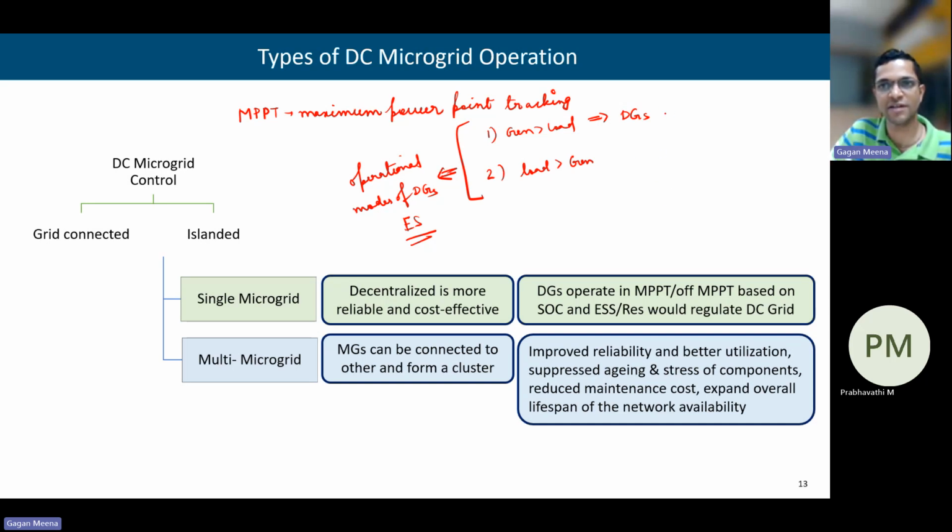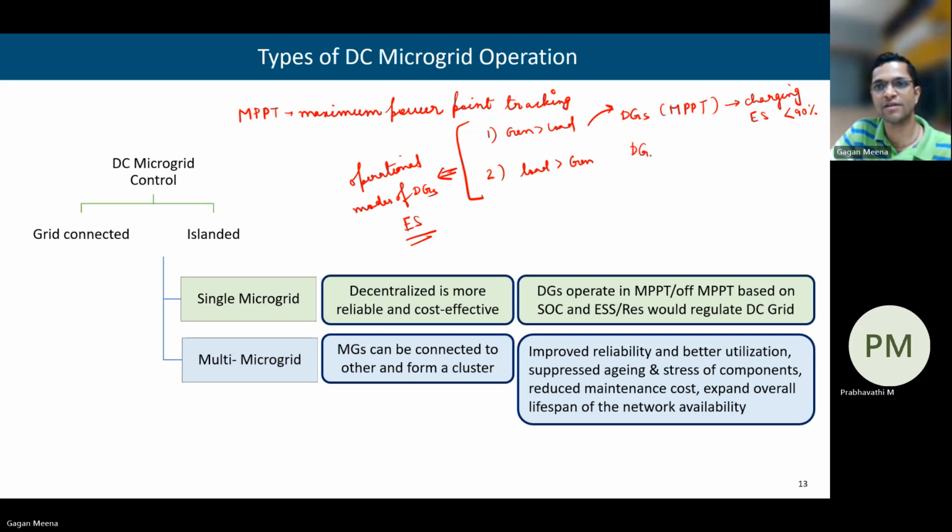And if there is excess, they will operate in MPPT. Here also we can have different cases. First is they're operating in MPPT and also charging the battery energy storage, as its SOC is less than 90%, or 0.9.